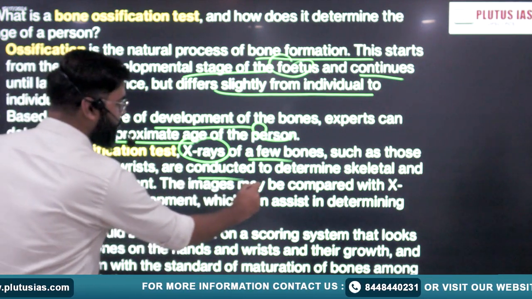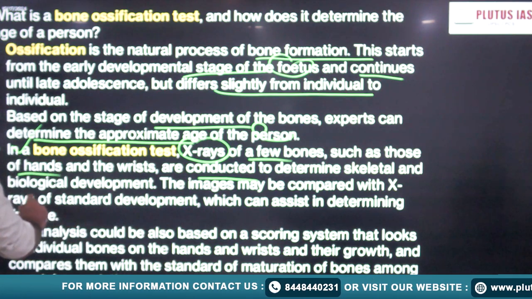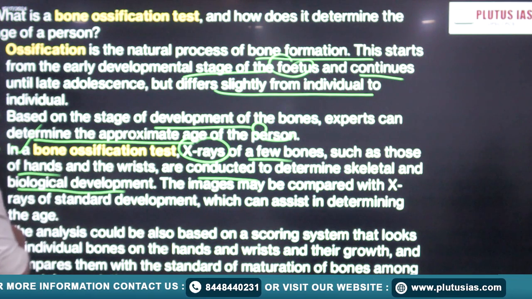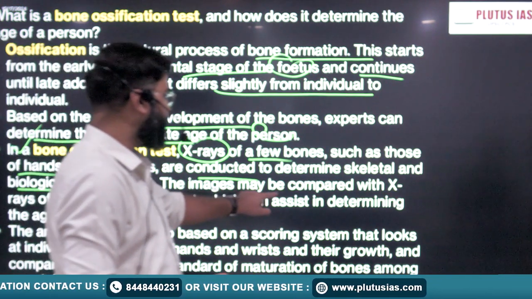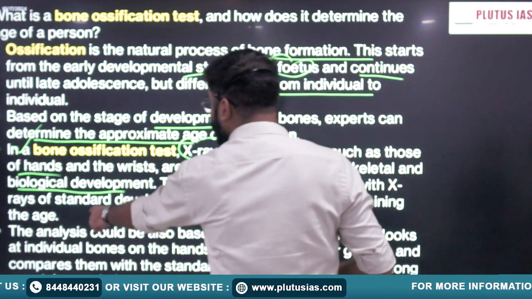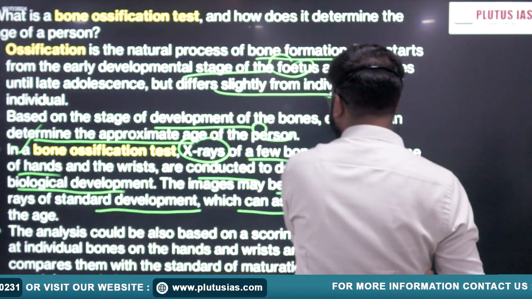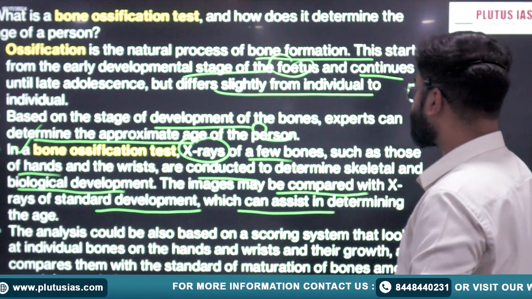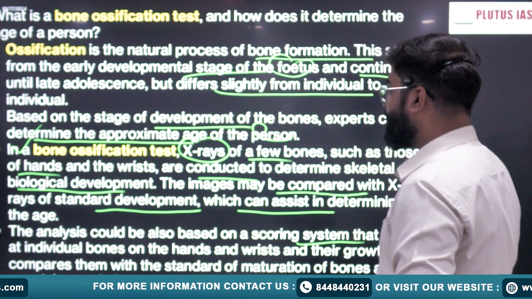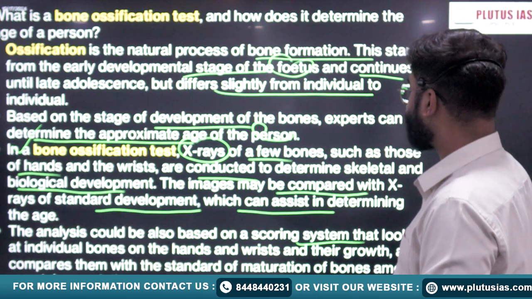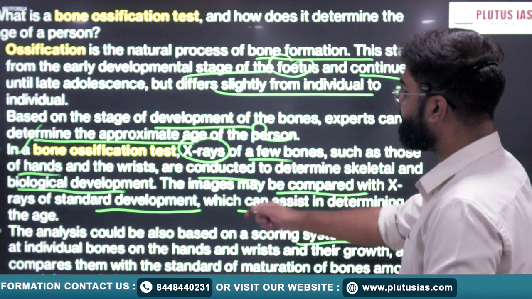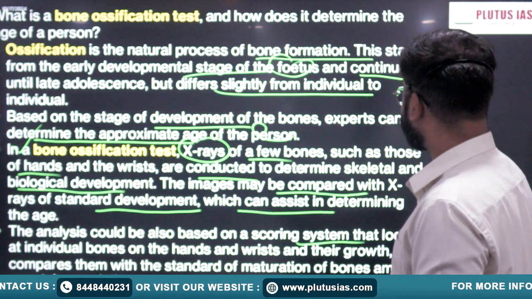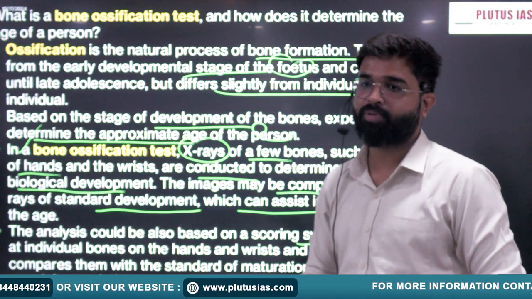X-rays of the wrist are conducted to determine skeletal and biological development. The images may be compared with X-rays of standard development, which can assist in determining the age. The analysis could also be based on a scoring system that looks at individual bones of the hand and wrist and their growth, and compares them with the standard of maturation of bone among a certain population.